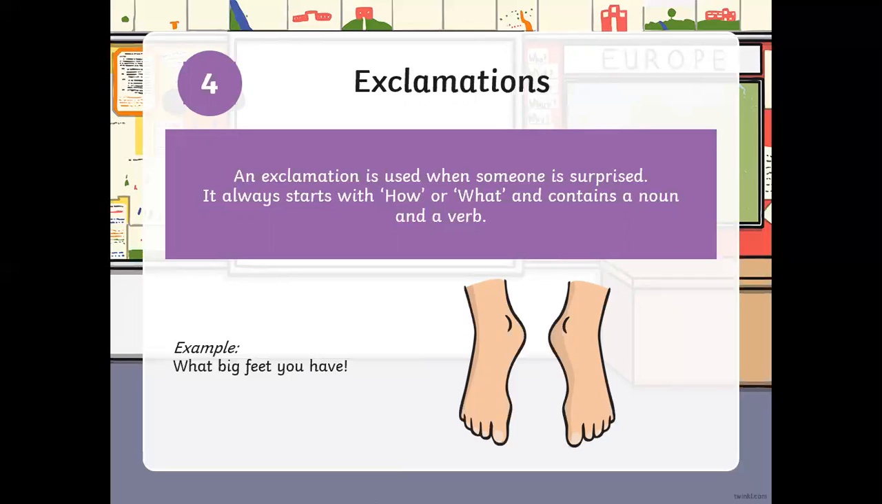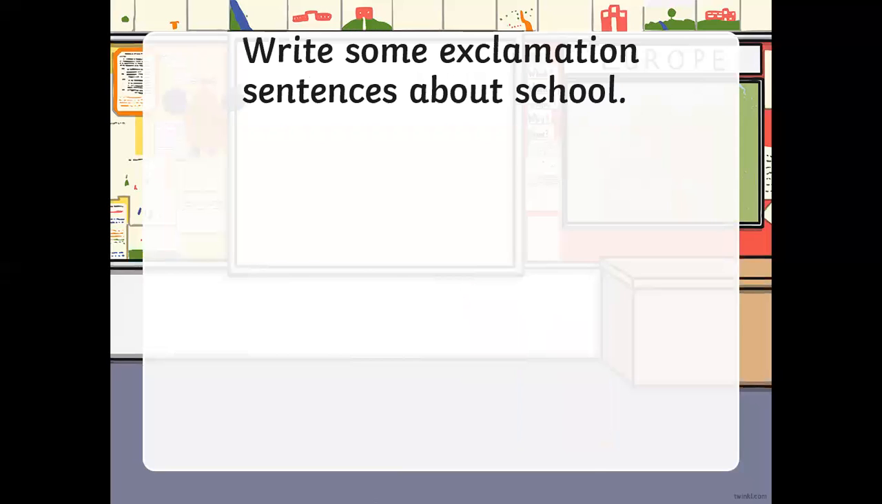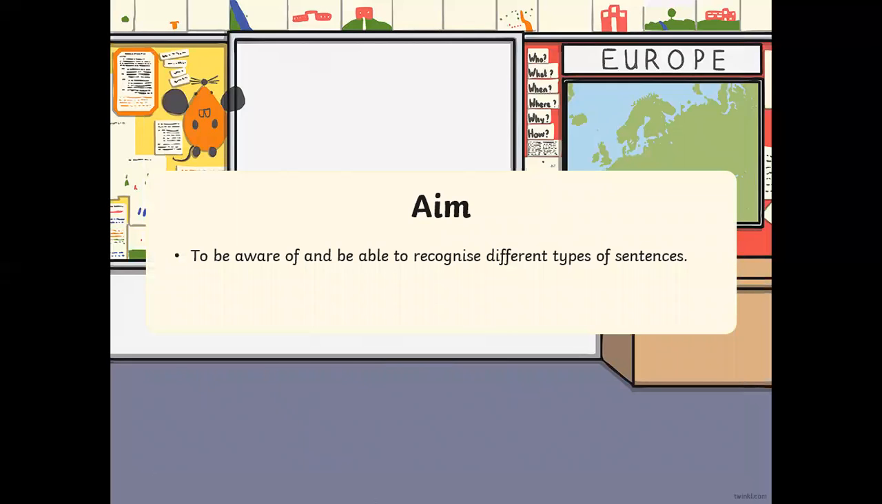What I would love to see is your types of sentences that you've written. Maybe an adult could take a picture of it and they could send it in to the Year 2 email address. So our aim was to be able to recognise the different sentence types, which we've gone through and learnt about, and hopefully you're going to send me some pictures of your wonderful sentences that you've written.